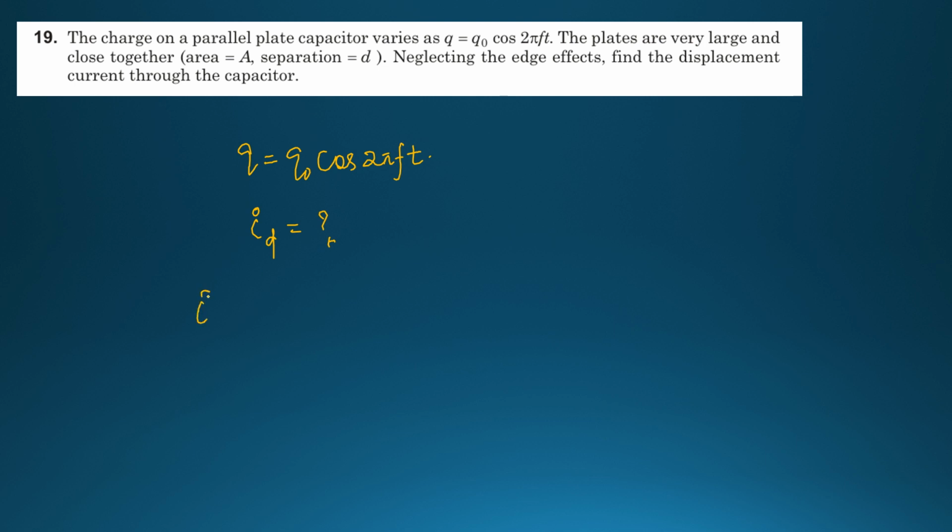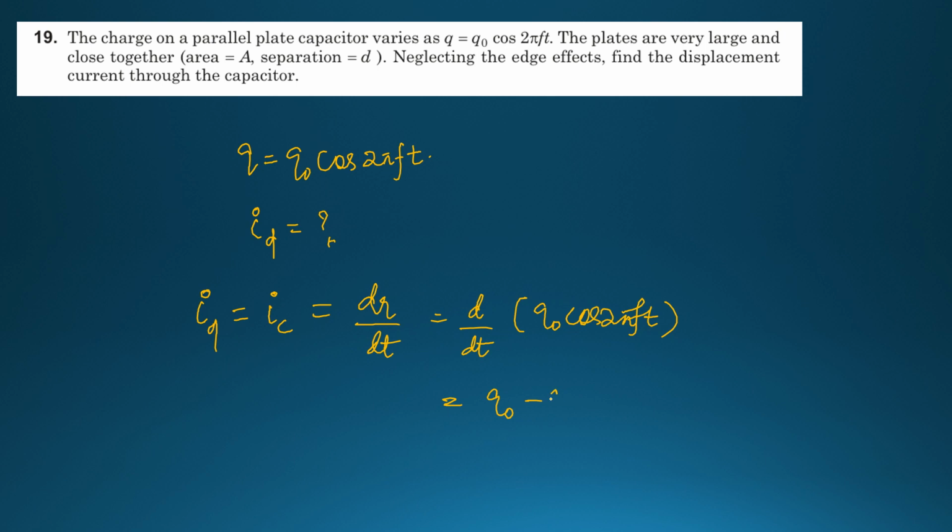Here we can directly put I_D is equal to I_C. Displacement current is equal to conduction current, which is dq by dt. So d by dt of Q naught cos 2 pi ft. Q naught goes out, cos 2 pi ft gives minus sine 2 pi ft into 2 pi f. That's minus 2 pi f Q naught sine 2 pi ft.